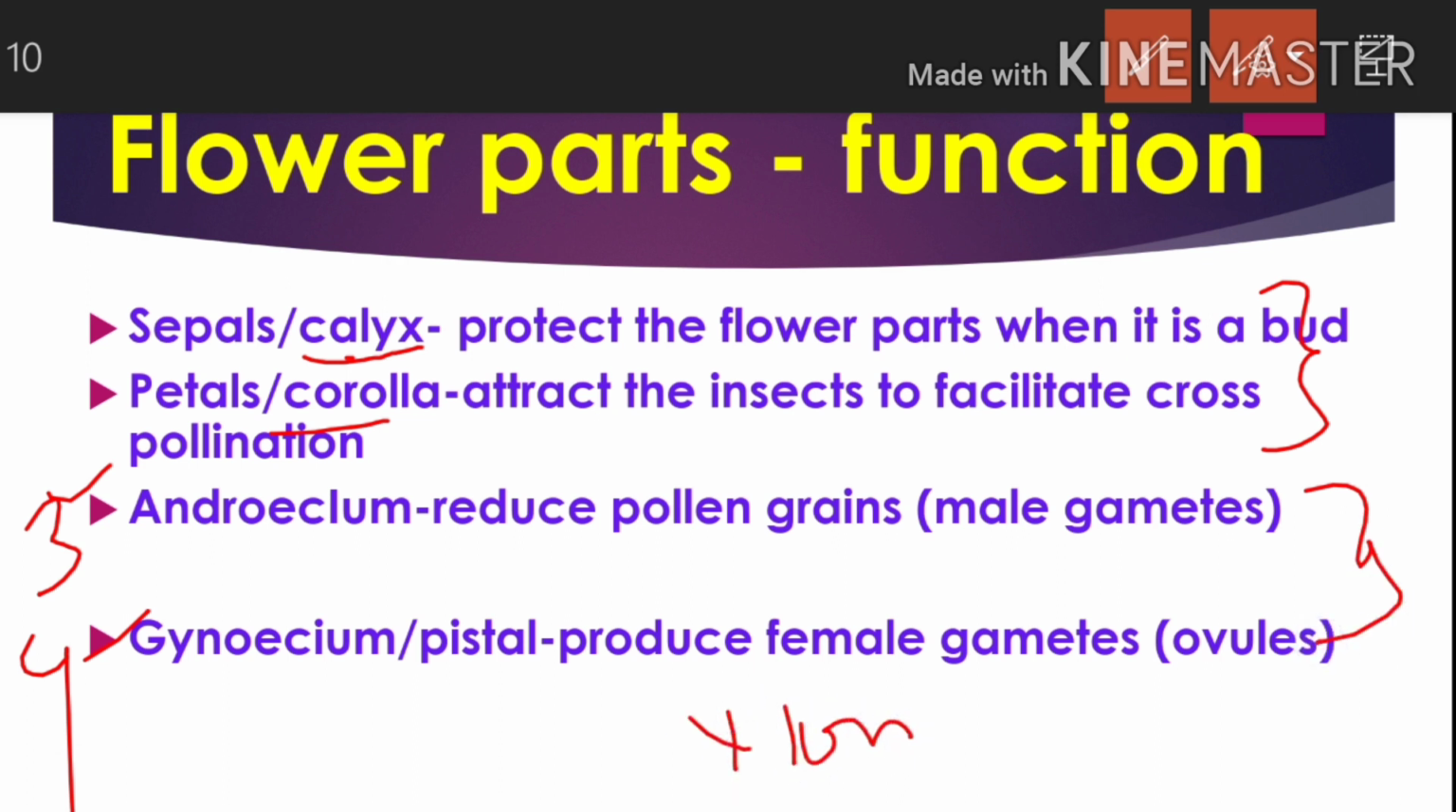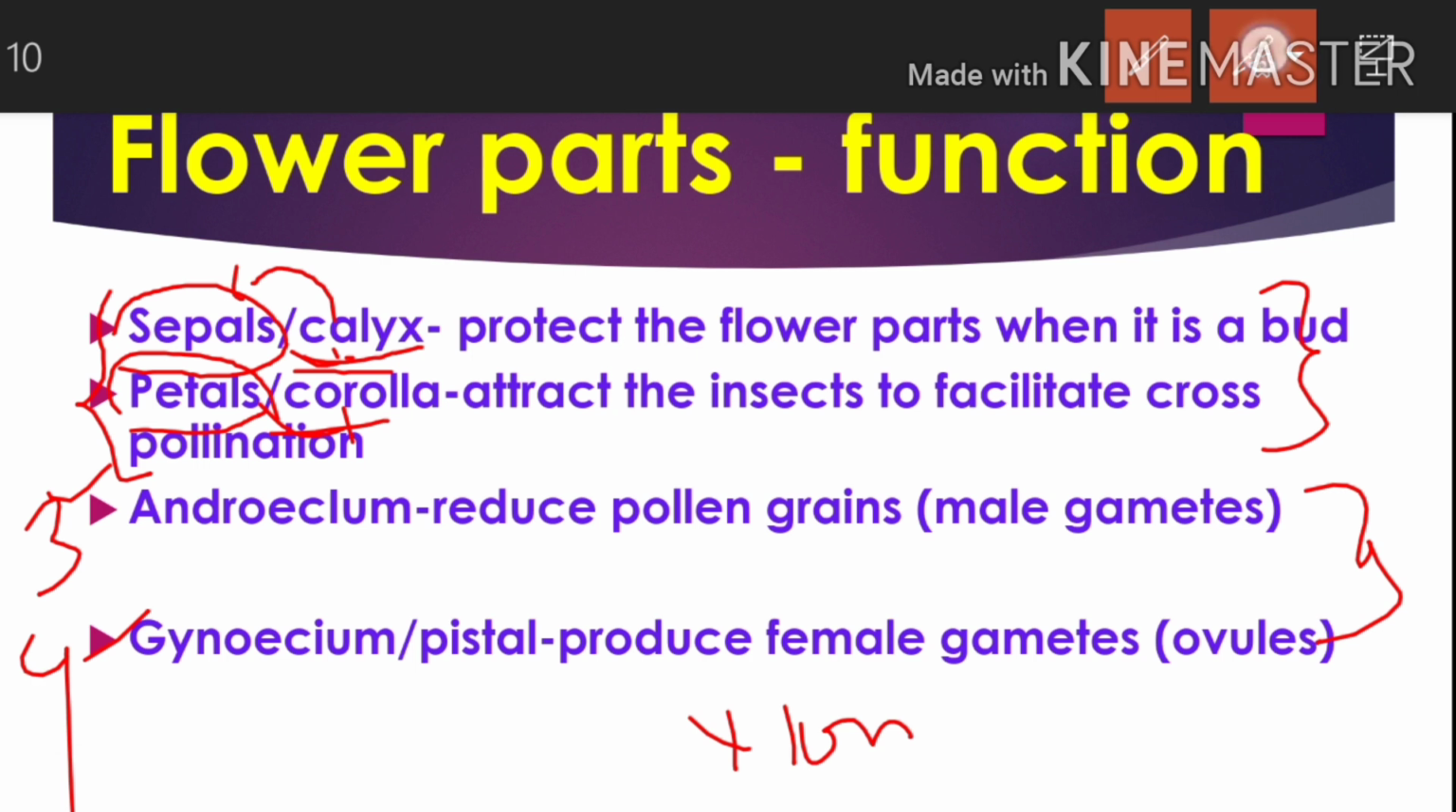In earlier examinations they gave questions like: what are the non-essential parts in the flower? So non-essential parts are sepals and petals. Here calyx is the first whorl. The calyx contains sepals, that means all the sepals together form a calyx. Similarly, all the petals together form a corolla.